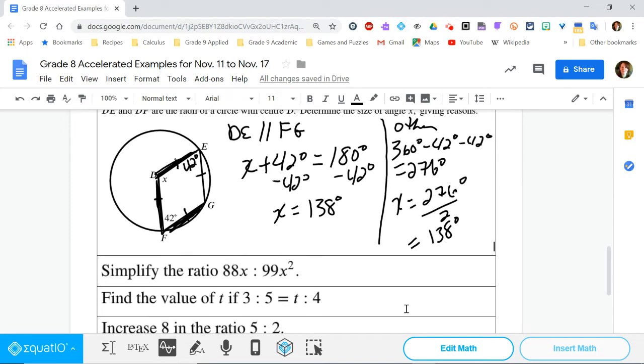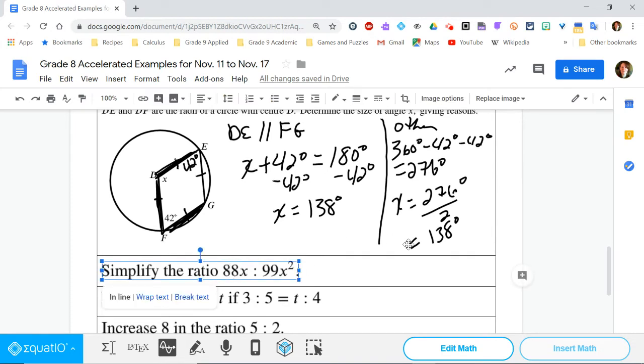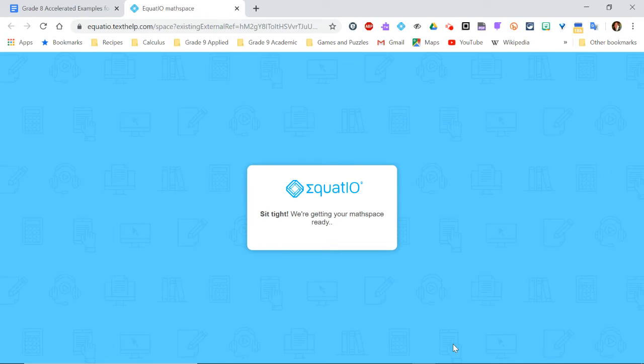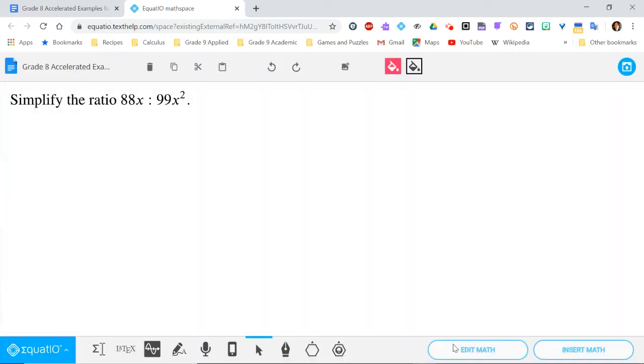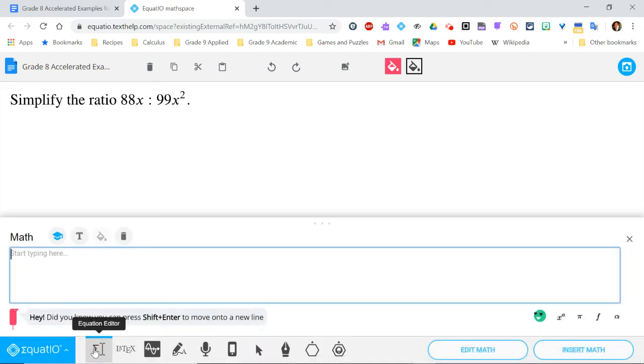Our next question that we're going to look at is a ratio question. So we have simplify the ratio 88x to 99x squared. I think this one threw students a little bit because of the variable that we had there. So for this question, while we're waiting for it to open, I'm actually going to type my solution instead of using the tool.